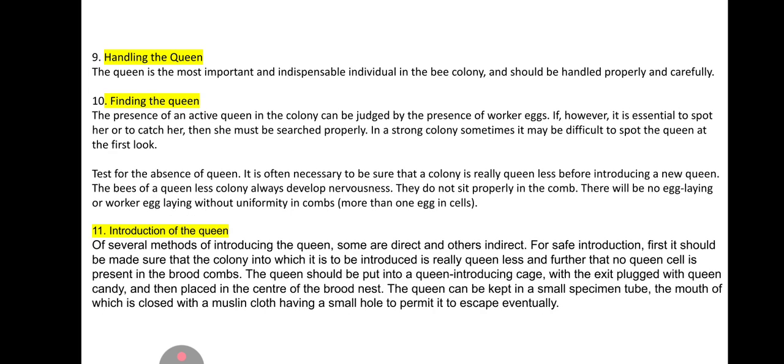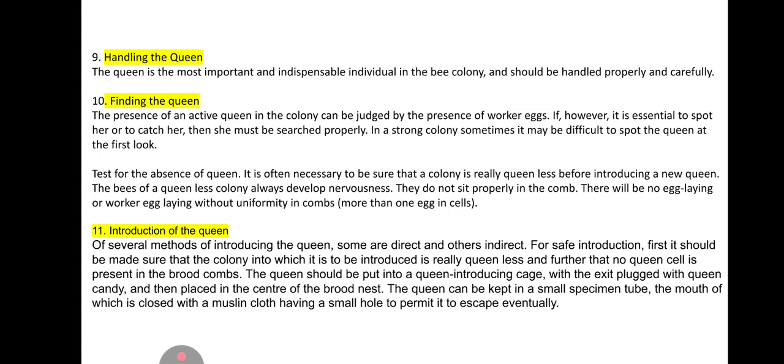Next is handling of the queen. This is very important. As you know, when royal jelly is fed in sufficient quantity, then only we can get the queen. Finding the queen. The presence of an active queen in the colony can be judged by presence of worker eggs. However, it is essential to stop her and to catch her, then she must be searched properly. In a strong colony, sometimes it may be difficult to spot the queen at the first look.